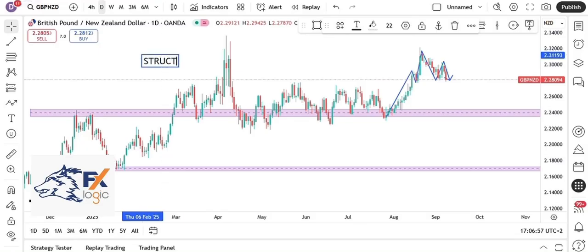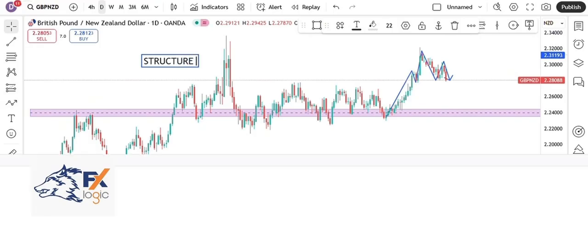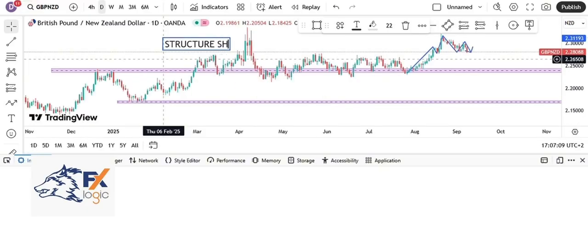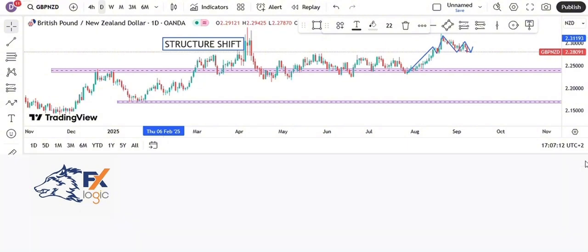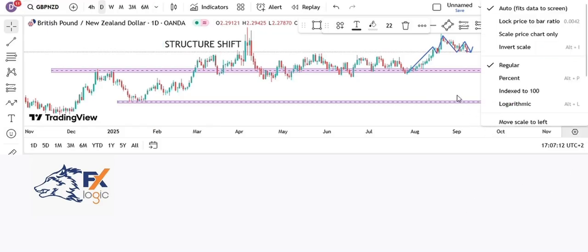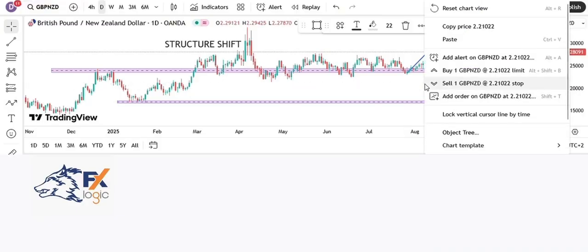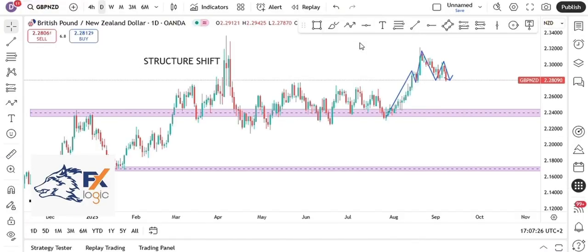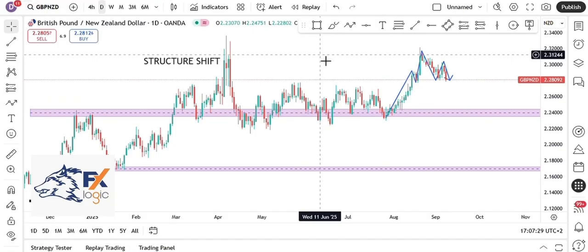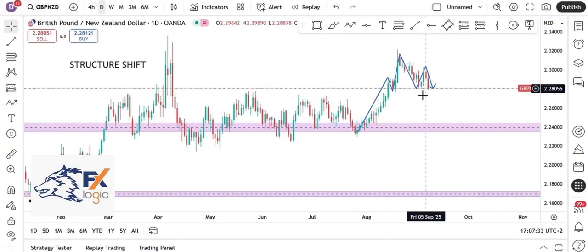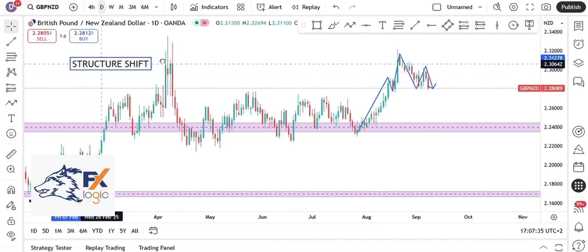Structure shift. What's going on here? So we're having a structure shift here, right? So we're having a structure shift here.